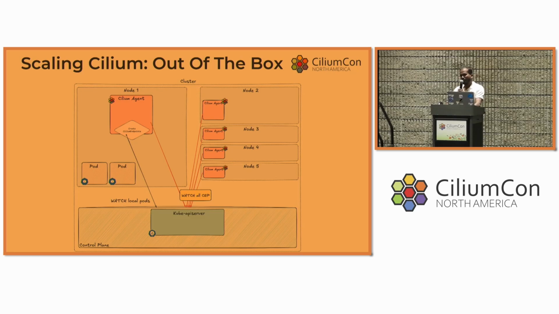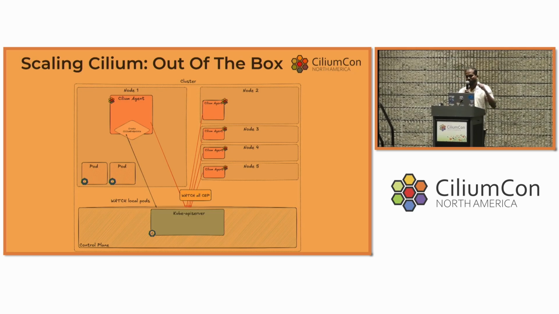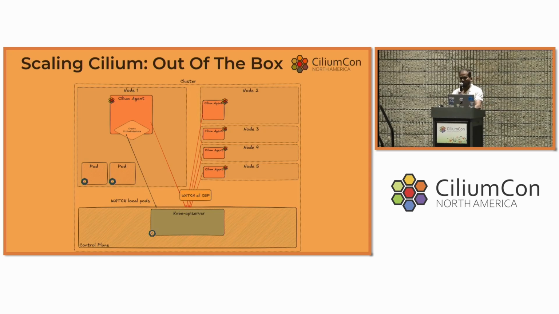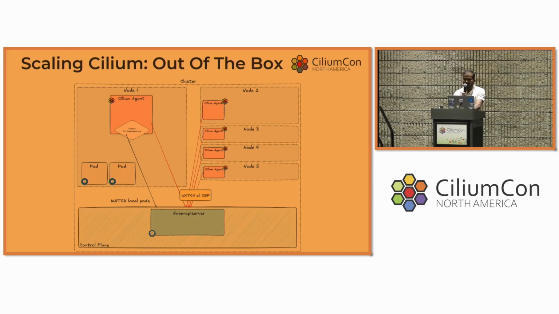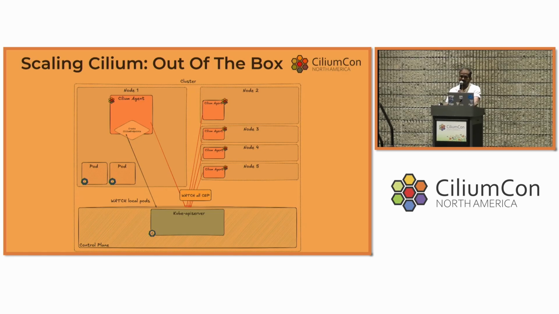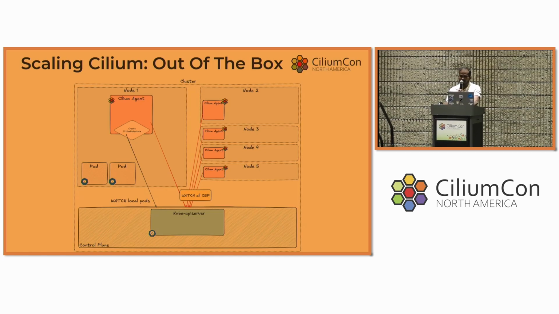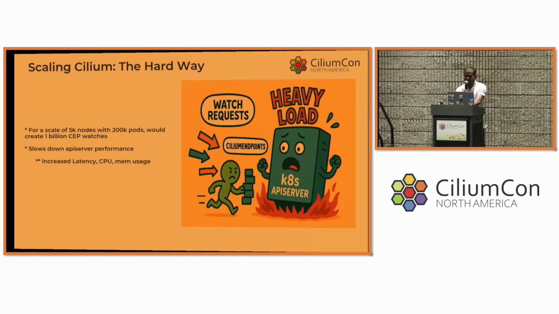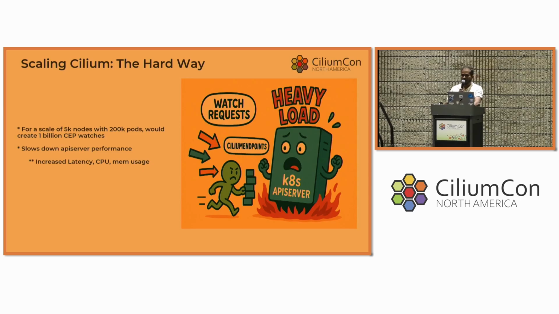So each Cilium agent running on each node watches all other Cilium endpoints created by all other Cilium agents. This will eventually cause pressure on the API server if your scale is very high. So let's see how much load it creates for a scale of 5K nodes with 200K pods. It creates 1 billion CEP watches.